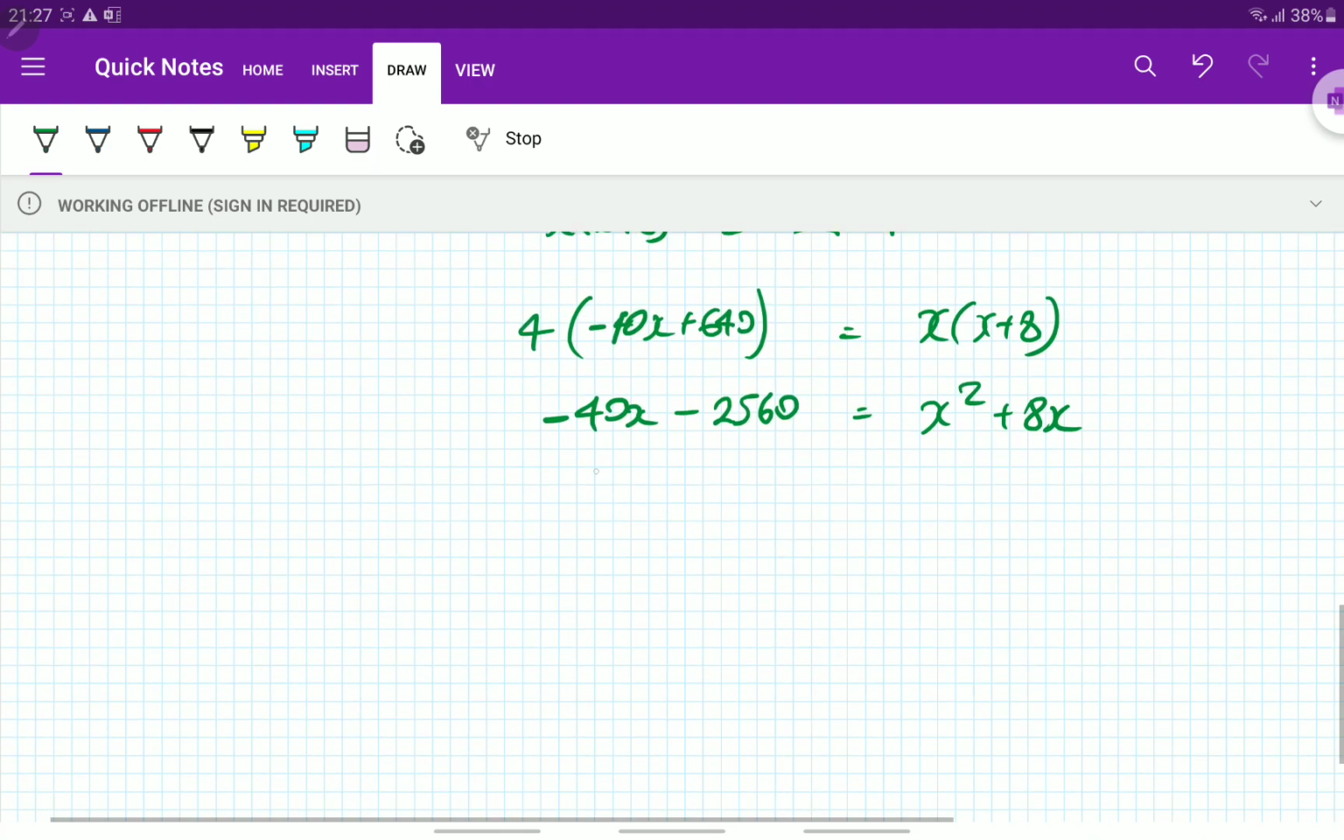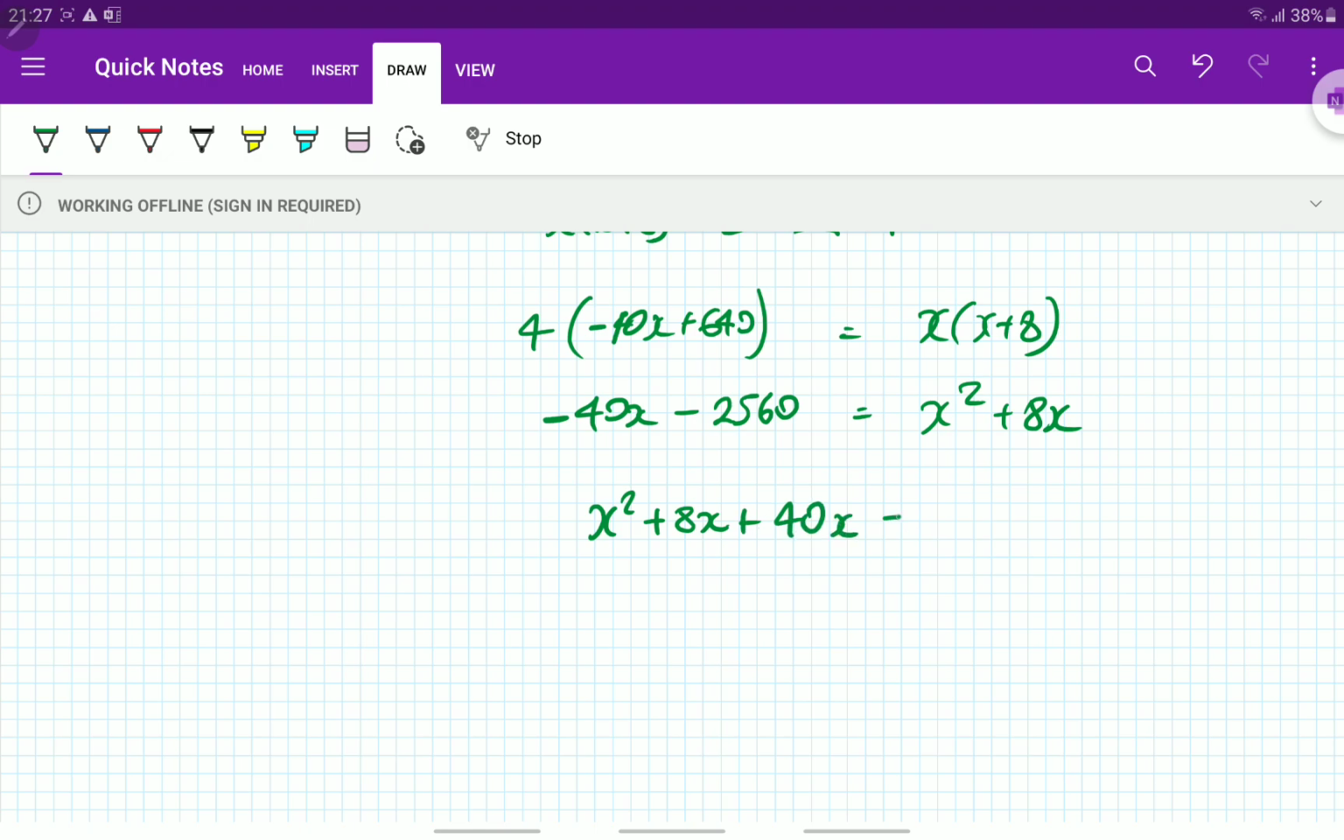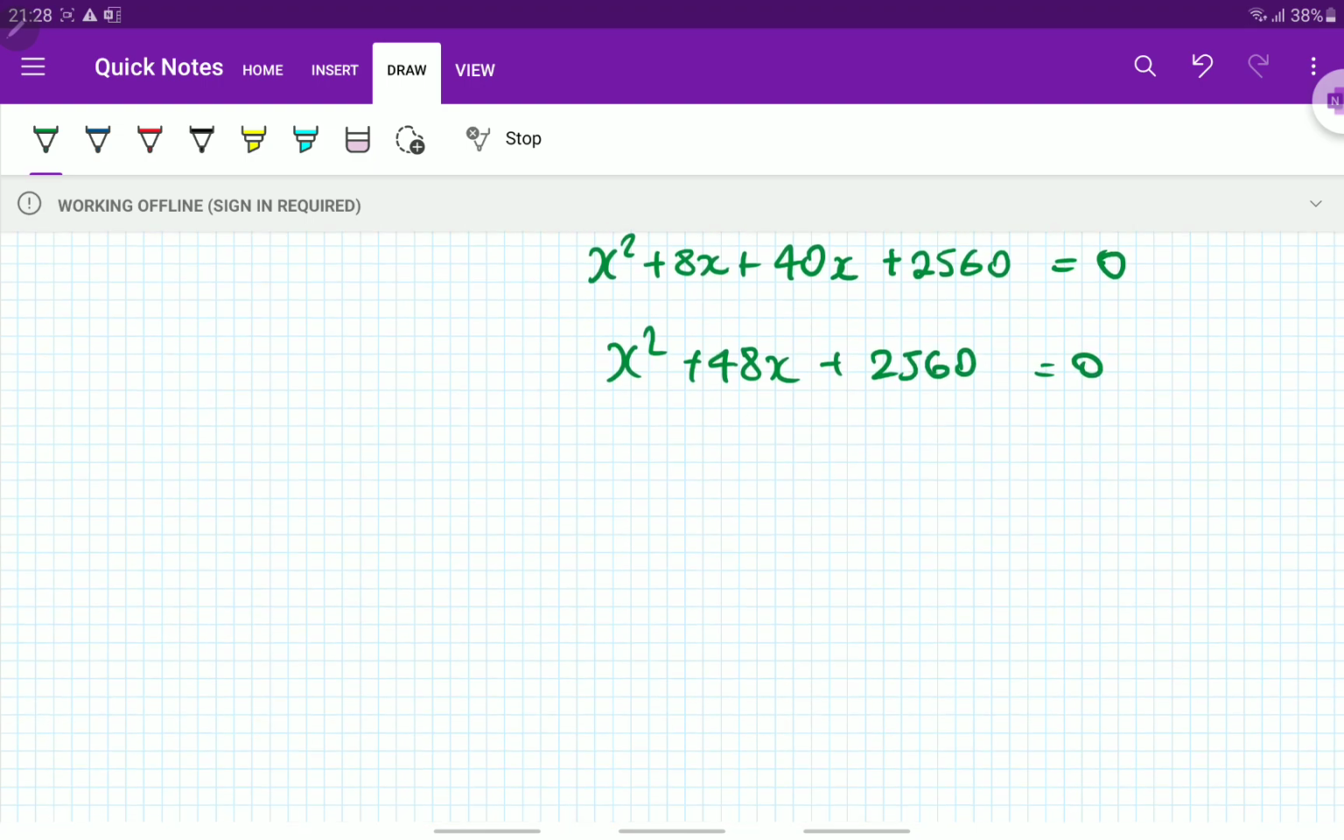That's equal to x squared plus 8x. Bringing everything to the right hand side, we get x squared plus 8x plus 40x plus 2560 is equal to 0. So that gives us x squared plus 48x plus 2560 is equal to 0.